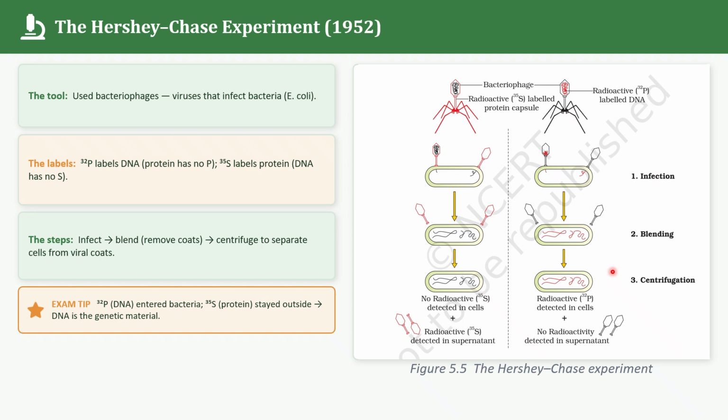And what they observed: the bacterial cells contained radioactive phosphorus, and the supernatant showed no radioactivity. And what was the conclusion of this experiment? DNA entered the bacterial cell and directed the production of new viruses. Therefore, DNA is the genetic material.